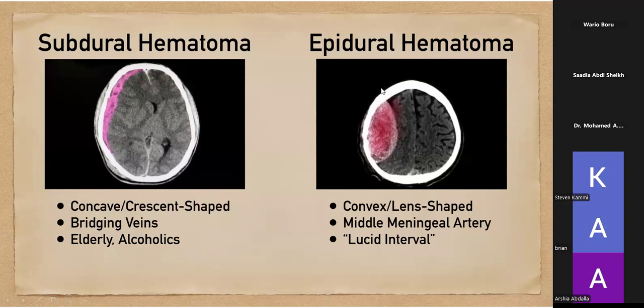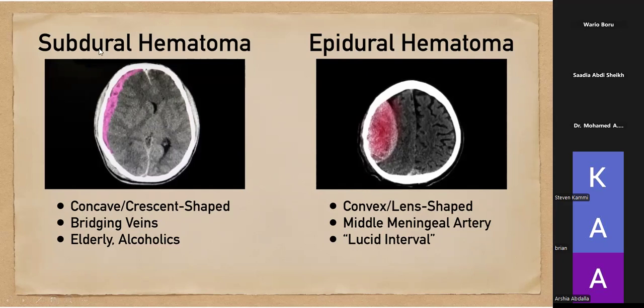It does not cross the suture lines. So it's convex or lens shaped. Most commonly, it is caused by an arterial bleed. Not all the time, mark my words, most commonly in 80% to 90%. Sometimes you can even have venous bleeds that occur there. And the patient commonly would present with a lucid interval. That is an epidural or extradural hematoma.